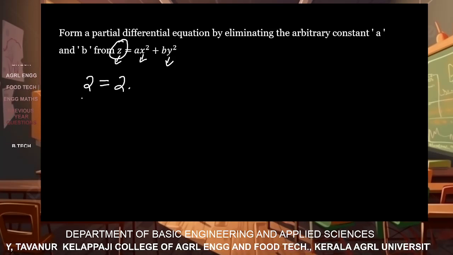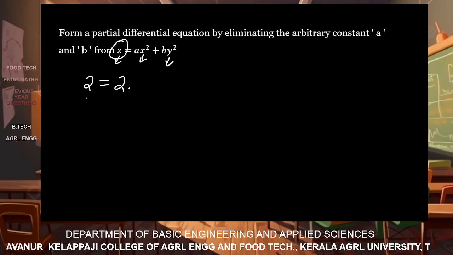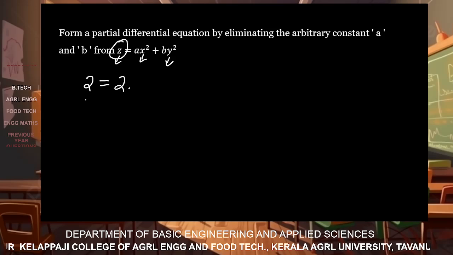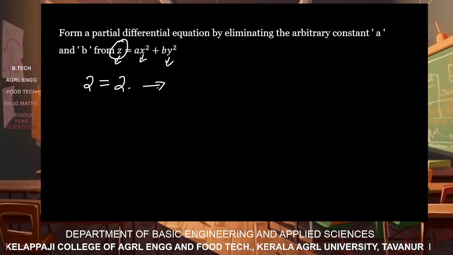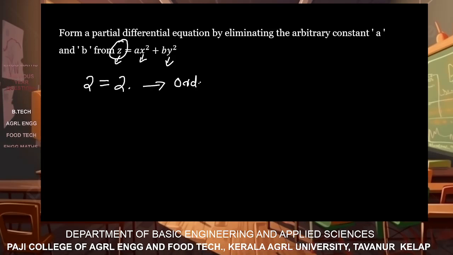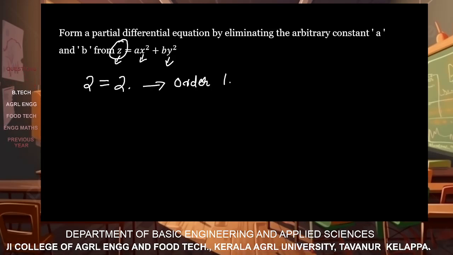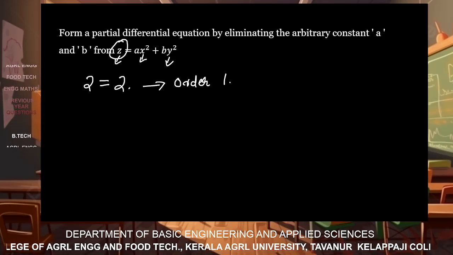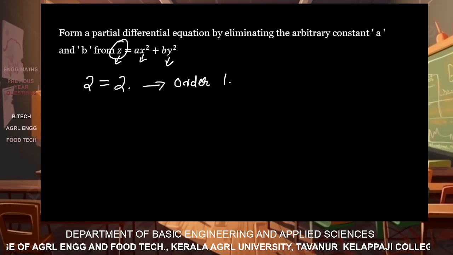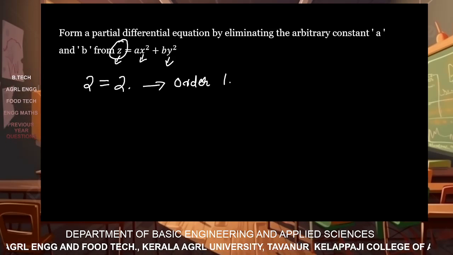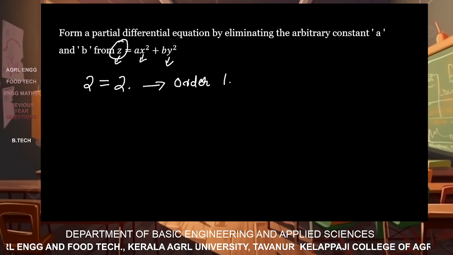If you have the same number of arbitrary constants to be eliminated as the number of independent variables, then the resulting partial differential equation must be of order 1. That is the rule. If there are 3 variables, you have to consider one as the dependent variable.